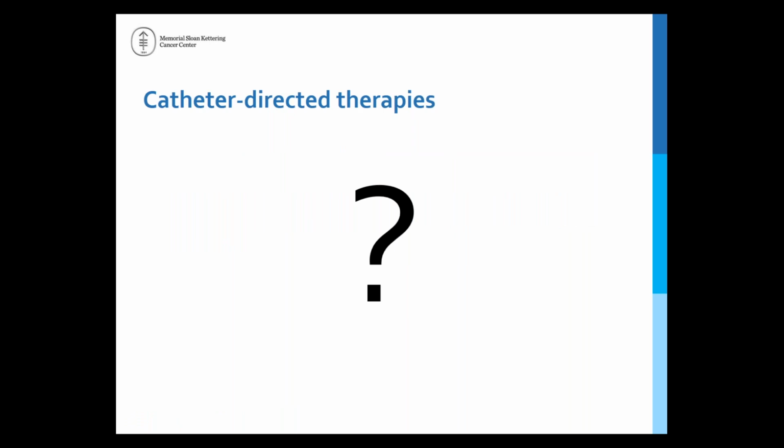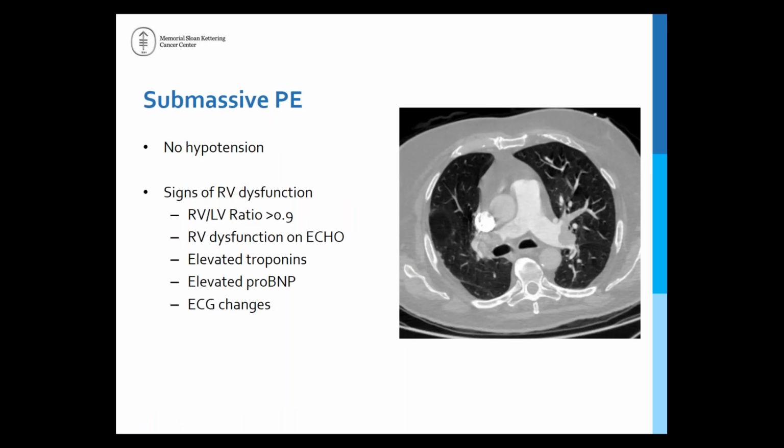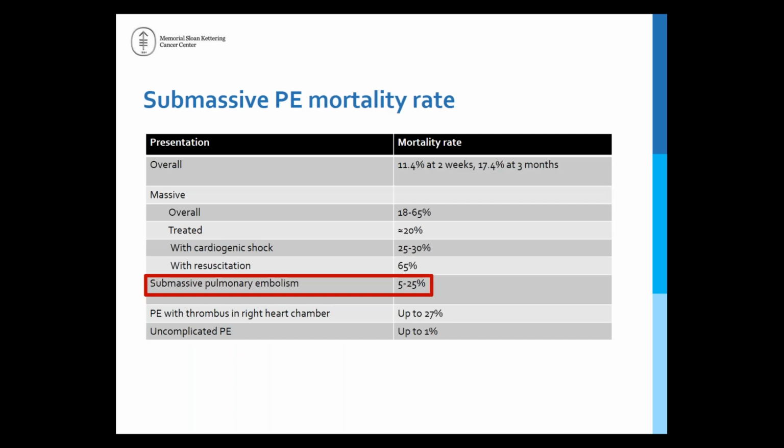So if we're so scared about intravenous thrombolysis, what about other options? What about catheter-directed therapies? I will come to that after I discuss the massive PE. So again, patients with submassive PE have no hypotension. They have, however, signs of right ventricular dysfunction. They have an RV-LV ratio greater than 0.9. They have right ventricular dysfunction on echocardiogram. They have elevated troponins, elevated proBNP, and EKG changes.